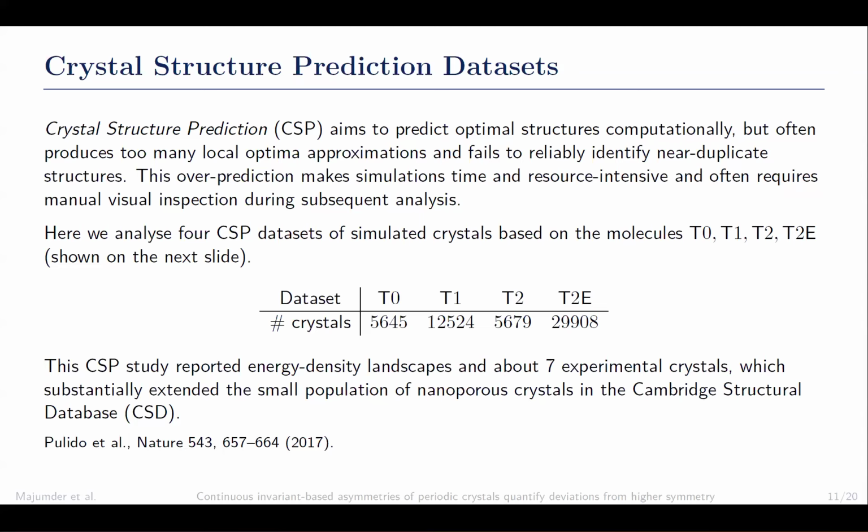Here we have analyzed 4 CSP datasets in our paper of simulated crystals based on the molecules T0, T1, T2, and T2e, which are shown on the next slide. This table corresponds to the names of the 4 CSP datasets and the number of all of the crystal structures present in these datasets. This CSP study reported energy density landscapes and about 7 experimental crystals, which substantially extended the small population of nanoporous crystals in the Cambridge Structural Database at that time.